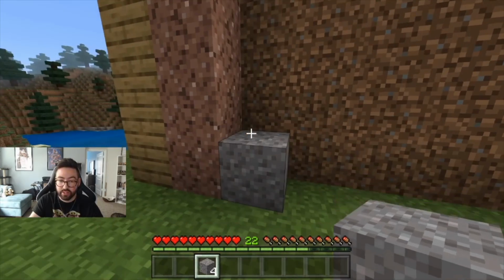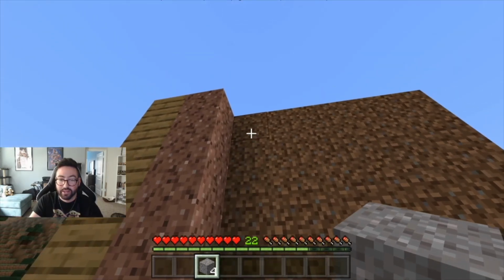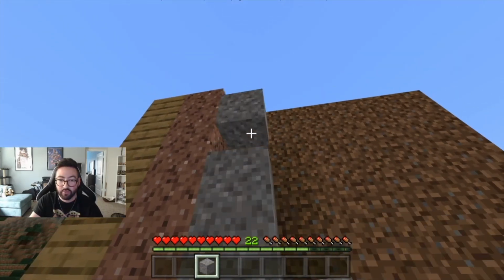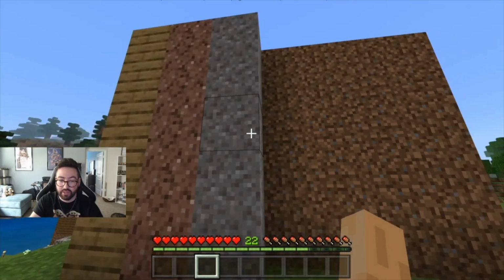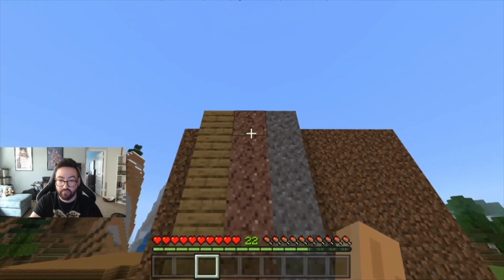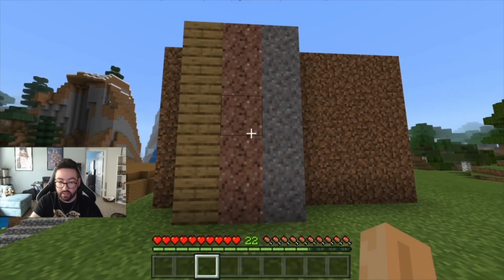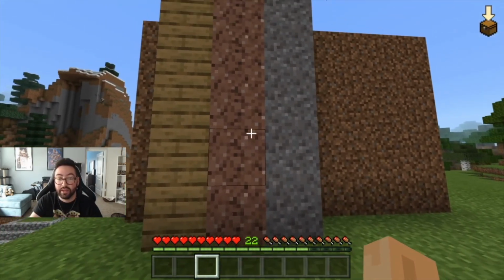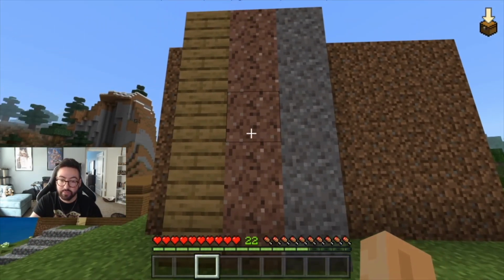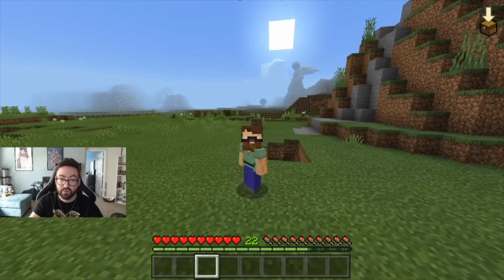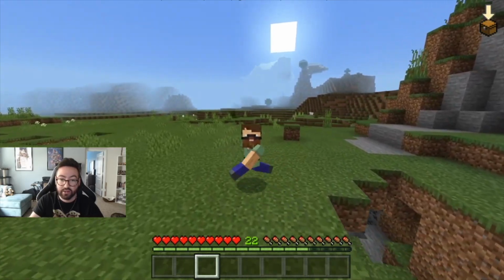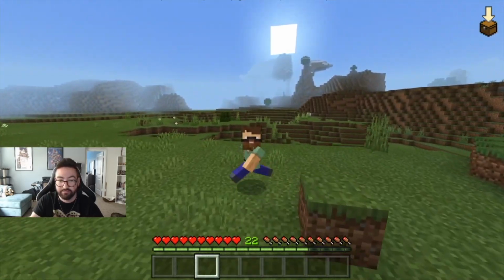11, 12, 13, 14, and 15. So now we have 5 rows of 3, which means that 15 divided by 5 equals 3. That is how you use division and arrays to get your answer.